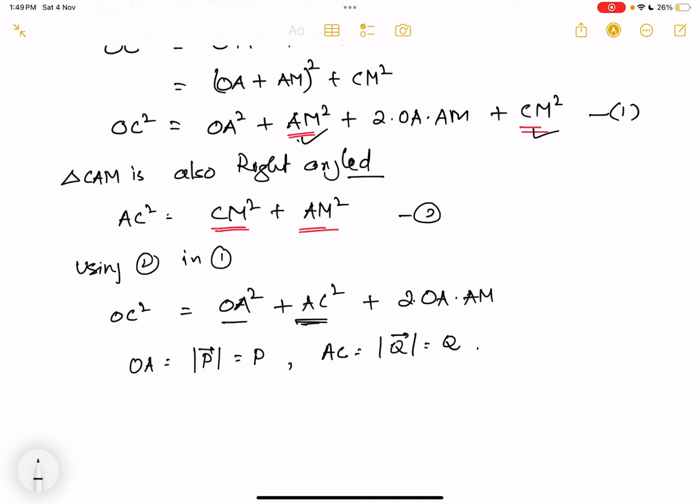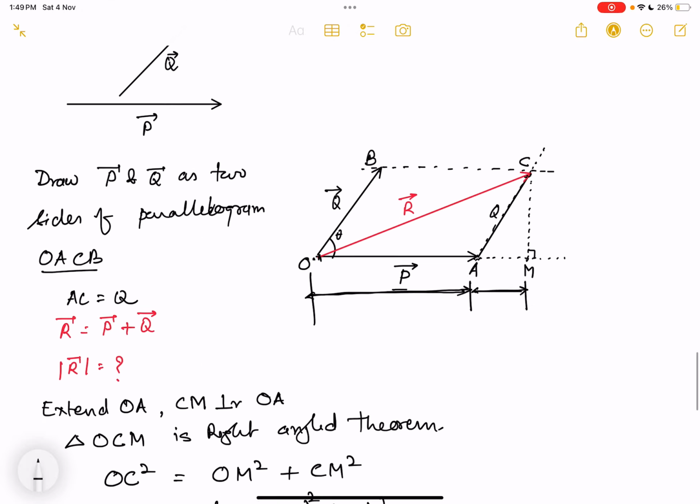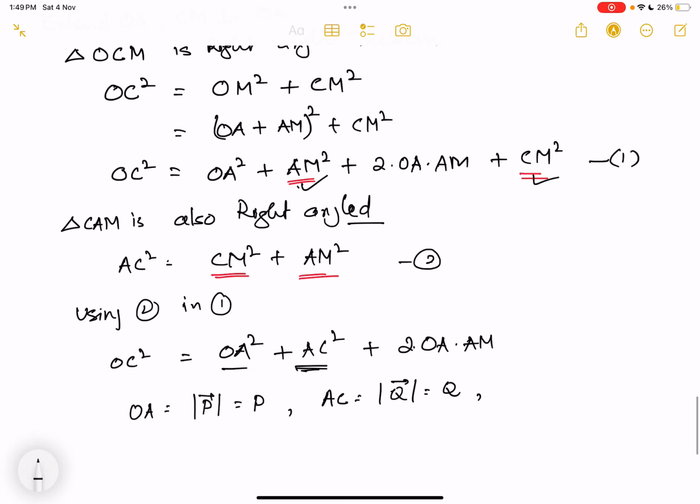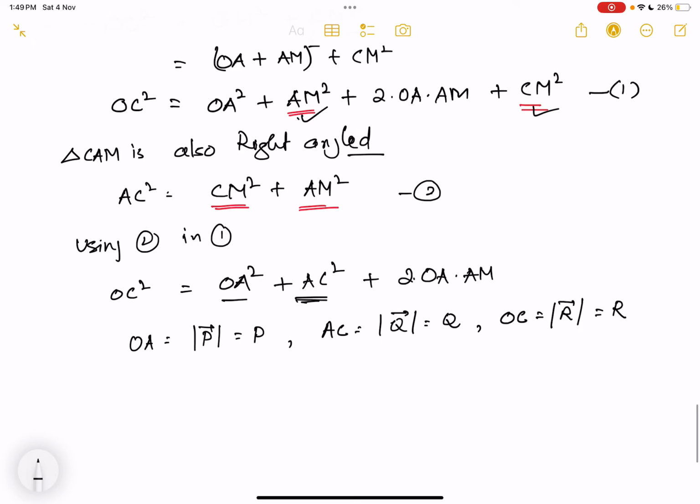What is OC? Look at the diagram. O is here, C is here. So OC is vector R, represented by vector R. So OC is nothing but magnitude of vector R, which is simply R. Okay? So now the equation simplifies. OC can be written as R. So OC square can be written as R square.